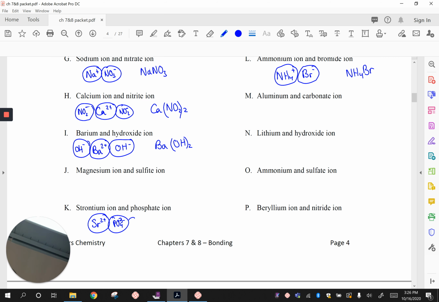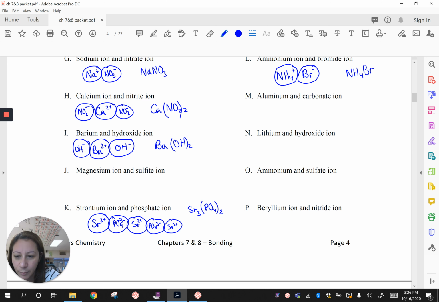And so I need another one of the strontiums. Is that neutral? Not really. I'm +4 and -3, so add one more of the phosphates. Is that neutral? No, it's -6 and +4. Add one more of the strontiums. And now you've got +6, -6. So you're going to write Sr, there's 3 of those, and then PO4, and there are 2 of those. So that is the chemical formula for it.